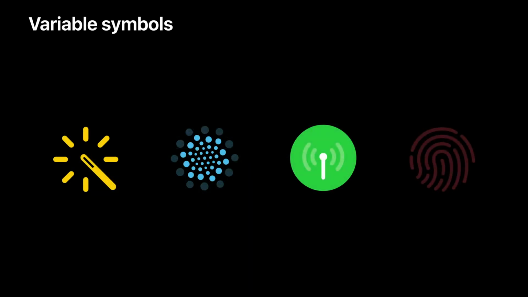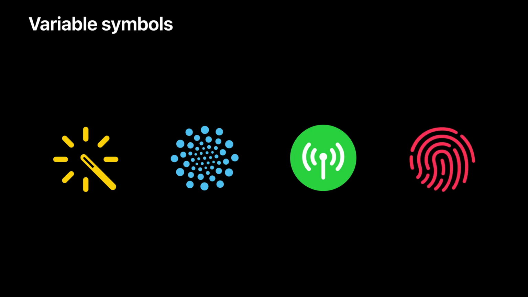Each variable symbol can represent a value in its own unique way, and by providing that value at the API level, you get access to all of those variations without having to know the fine details of how each symbol is composed. Variable symbols work great in combination with rendering styles like palette color and multicolor, so you can adapt them to almost any design.